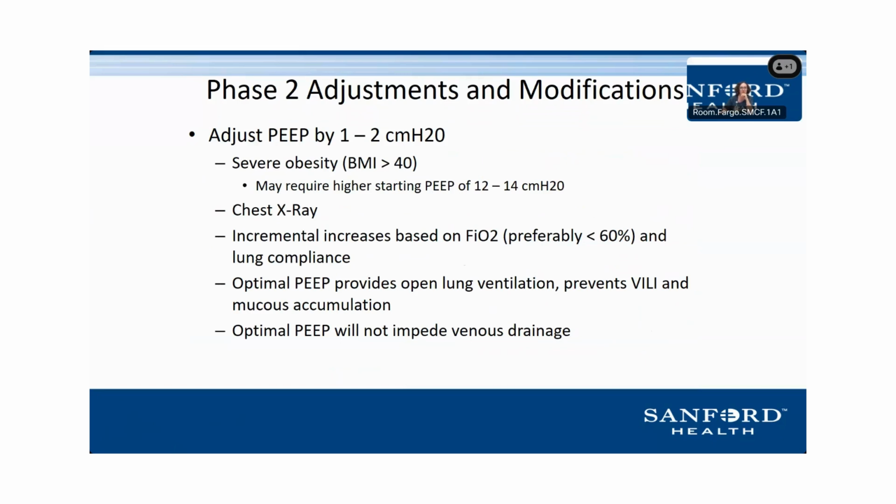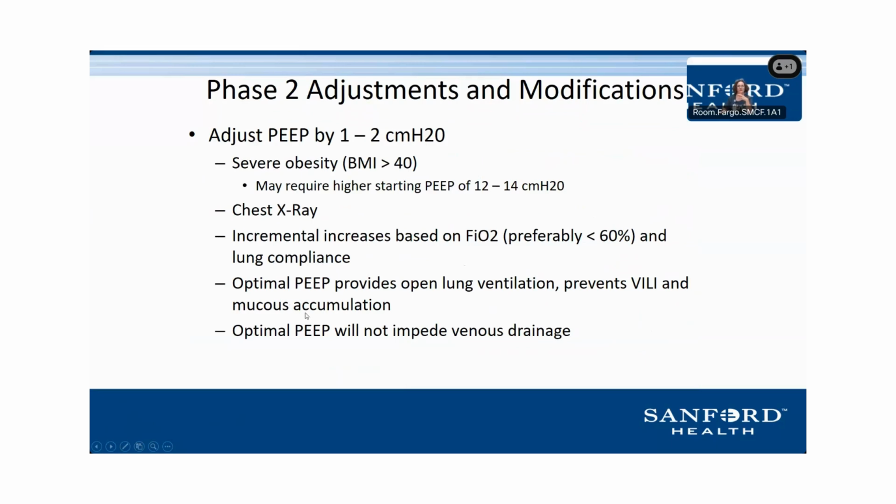We can do incremental increases in PEEP based on FiO2. So I can go up on the PEEP, and if that means I can wean my FiO2, great, go up again. Keep going up on PEEP until you notice that you're not able to wean FiO2. If you have a ventilator that can measure some lung compliance, again, as long as you go up on your PEEP and your lung compliance is getting better, that means you're going the right direction with your PEEP. If you go up on your PEEP and all of a sudden your lung compliance falls, then you know you went too far.